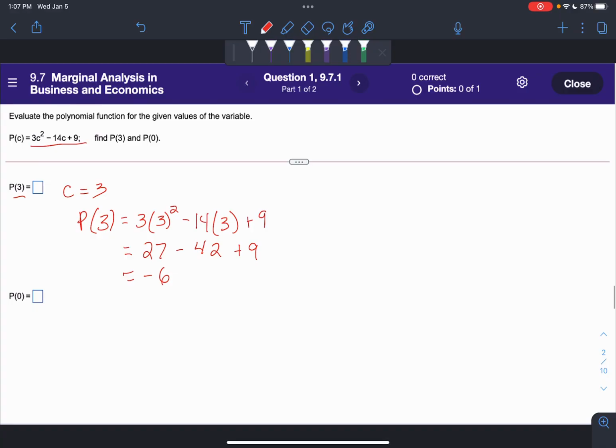And then the same idea for p of 0, right? We're just considering when c is equal to 0. So again, I'm going to find p of 0 by plugging in 0 wherever I see a c. And since we're evaluating at 0, the first two terms actually go to 0, and so we're left with 9 as our p of 0.